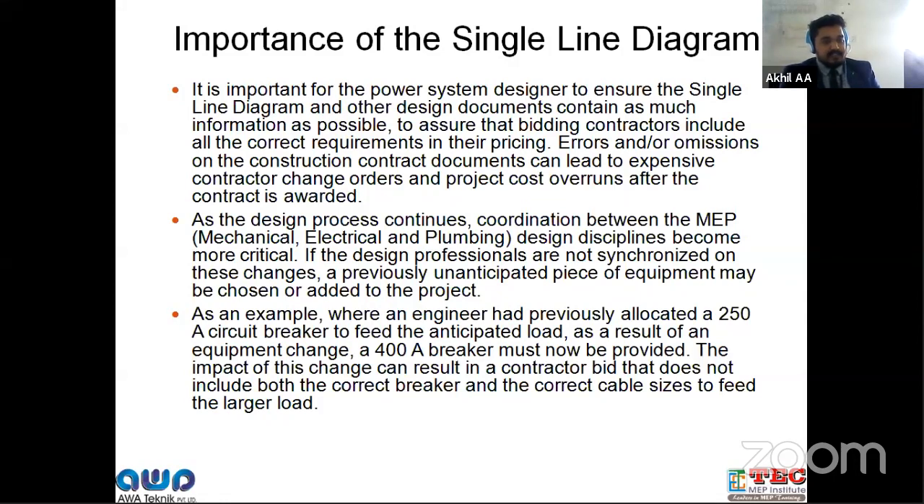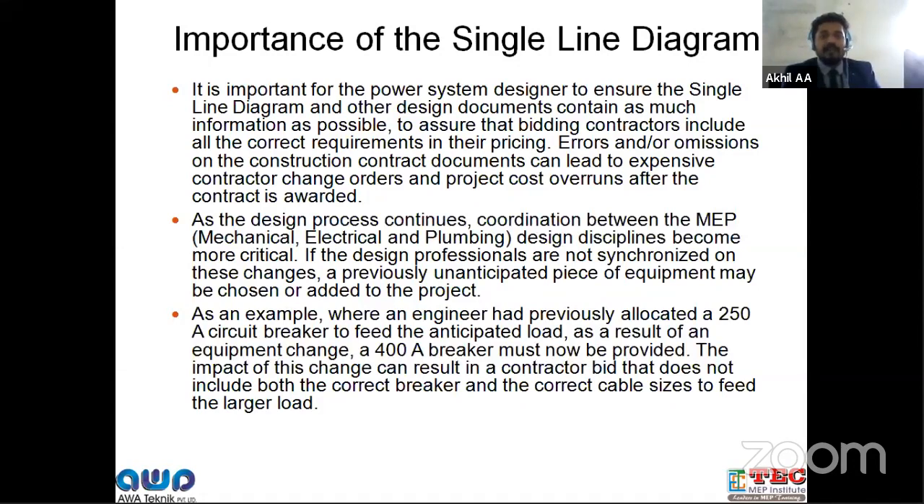Okay. As the design process continues, coordination between the MEP design disciplines becomes more critical. If the design professionals are not synchronized on these changes, a previously unanticipated piece of equipment may be chosen or added to the project. For example, initially the air conditioning load was a particular tonnage, for example, 100 tonnage. As per the client's requirement, this tonnage has been changed. Like it has been increased to 150 or 120 ton, which means the electrical load also changed.